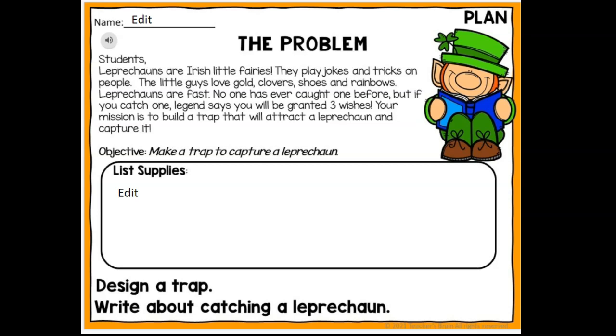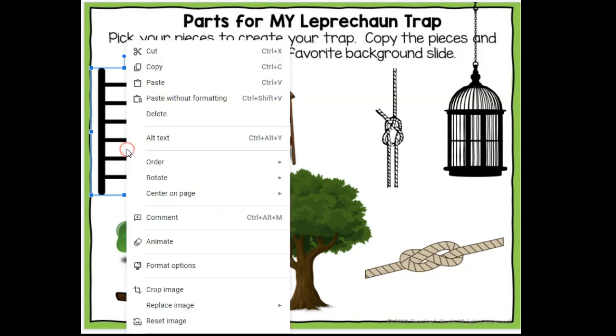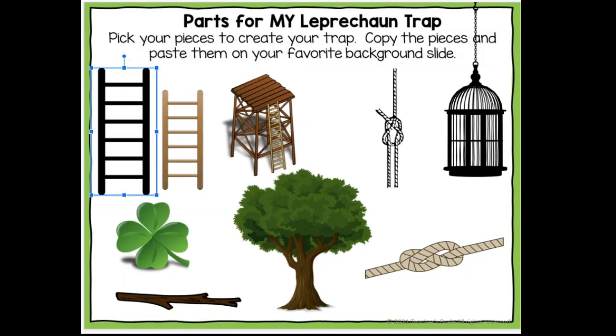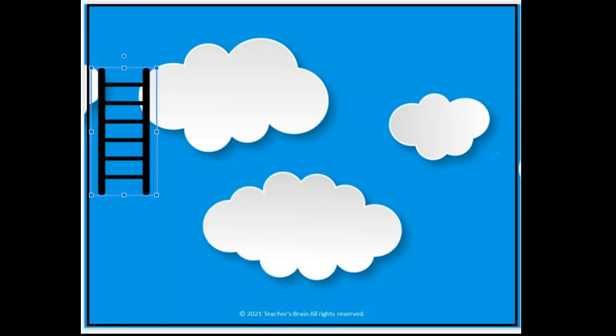So students will scroll down, they will see pages 14 through 17, and they will pick and choose the parts that they want to use. Let's say that they want to use this ladder. They will right click, copy, find a background. Out of all these backgrounds, that's their favorite background, and they will paste the ladder onto their background.